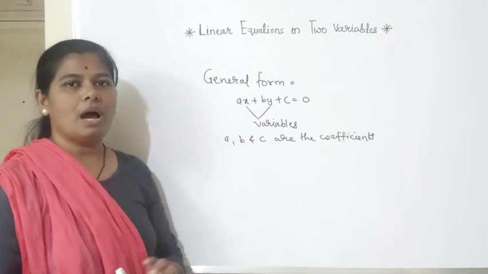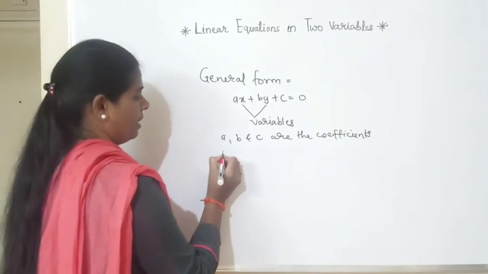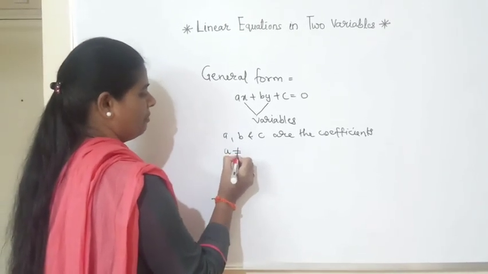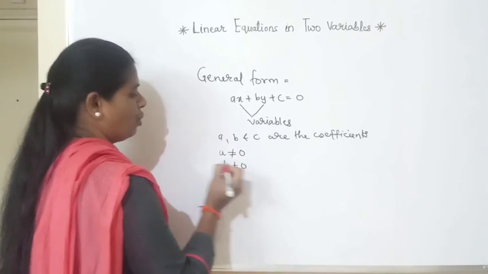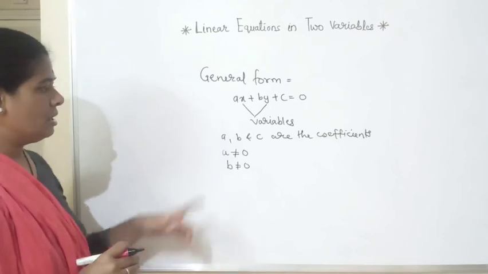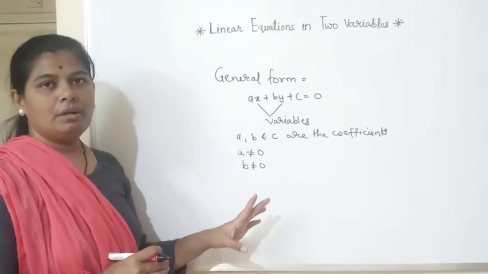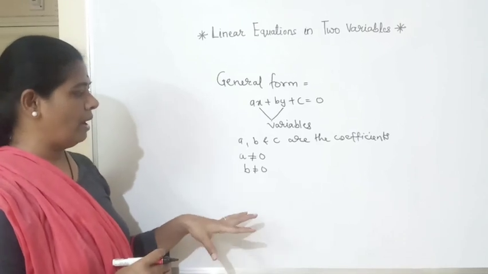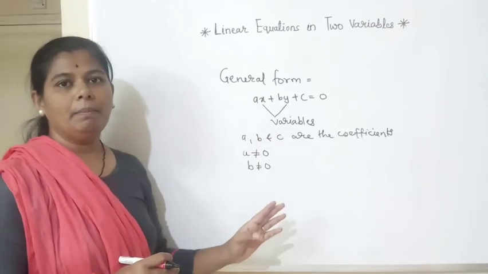A, B and C are the coefficients. Now the value of A should never be equal to 0, and also the value of B should not be 0. So this is the condition here, that the value of A and B should not be 0, because if the value of A or B becomes 0, then the equation will become meaningless.